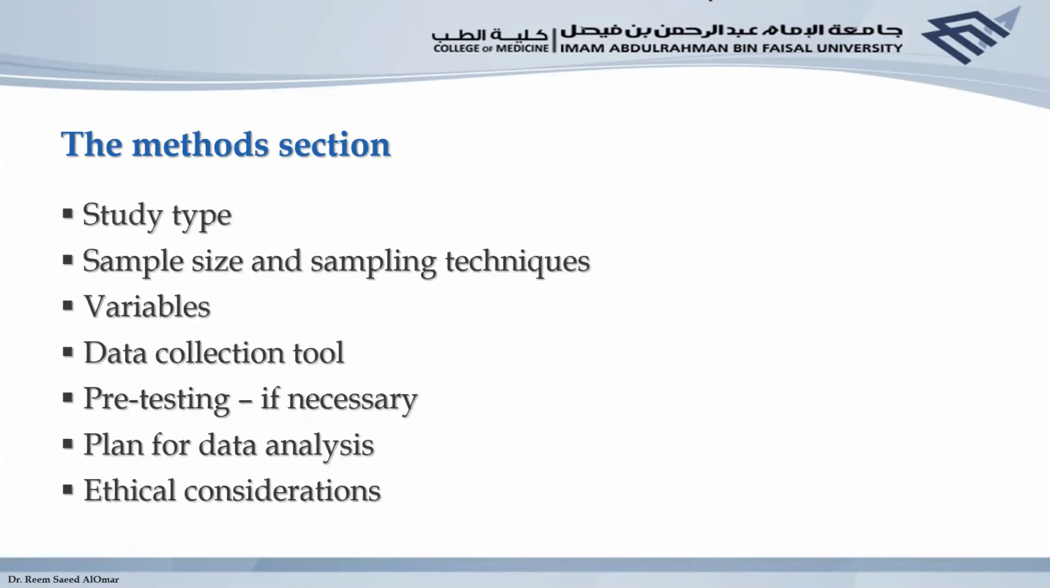في الميثود سيكشن حتكون عندنا هذه الميجر subheadings على حسب البحث ونوعية السؤال type of research question ممكن أنها تزيد أو تنقص. المين sections عندنا study type, sample size with sampling techniques, variables, a data collection tool, pre-testing if necessary, plan for data analysis with ethical considerations. هندخل فيهم واحدة واحدة in brief ما حنطول.